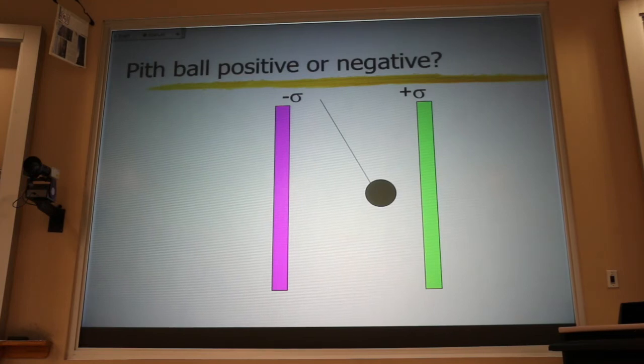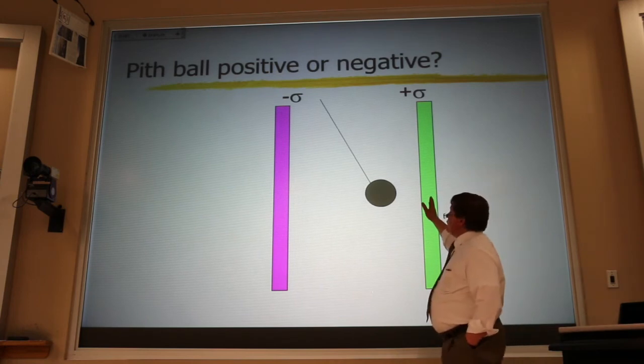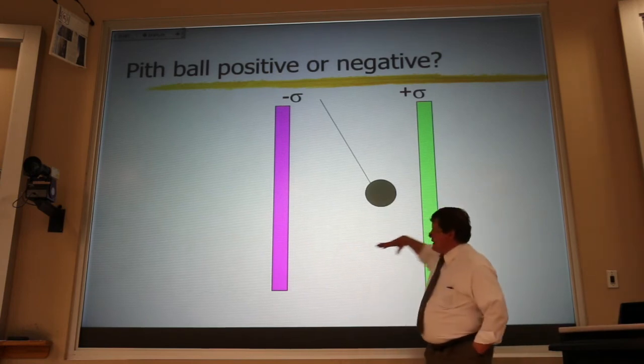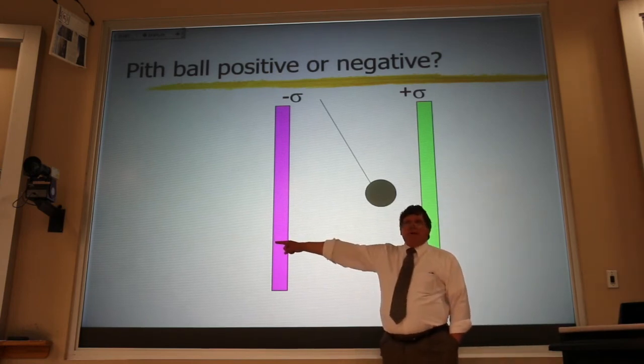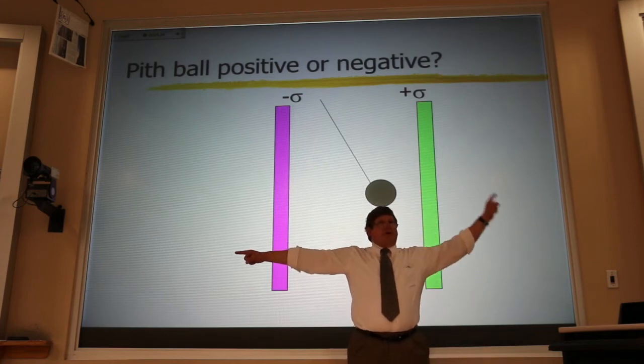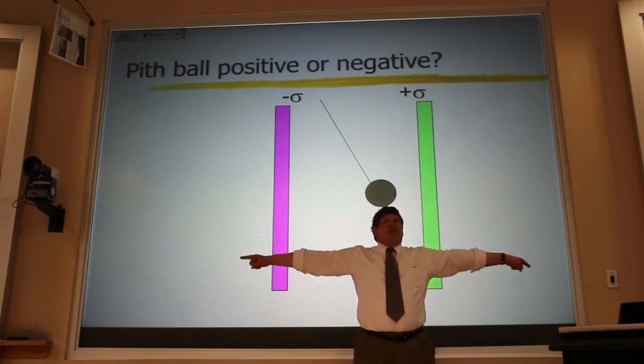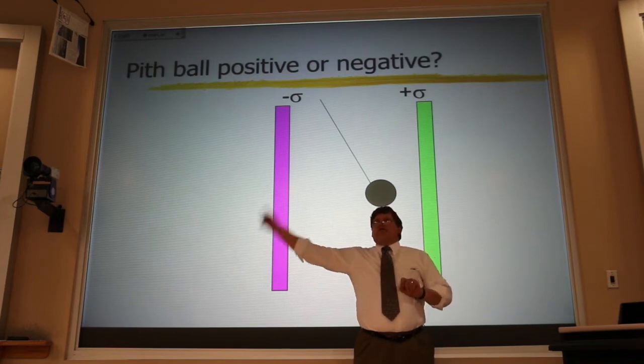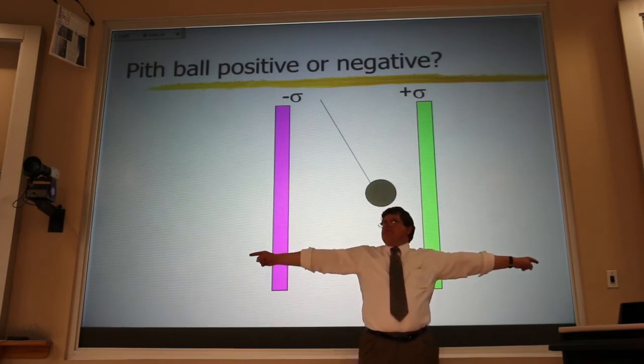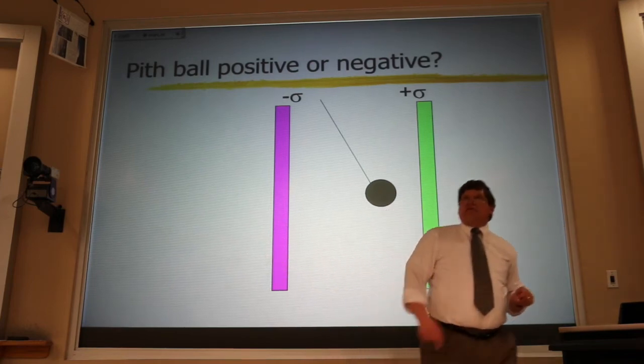Now, quick question. Is that pith ball charge positive or negative? Negative. Okay? Negative. The electric field goes from the positive plate to the negative plate. The electric field is that way. But the electric force on the pith ball, the push, is obviously that way. Now, whenever the field and the push are opposite, that's a negative test charge.